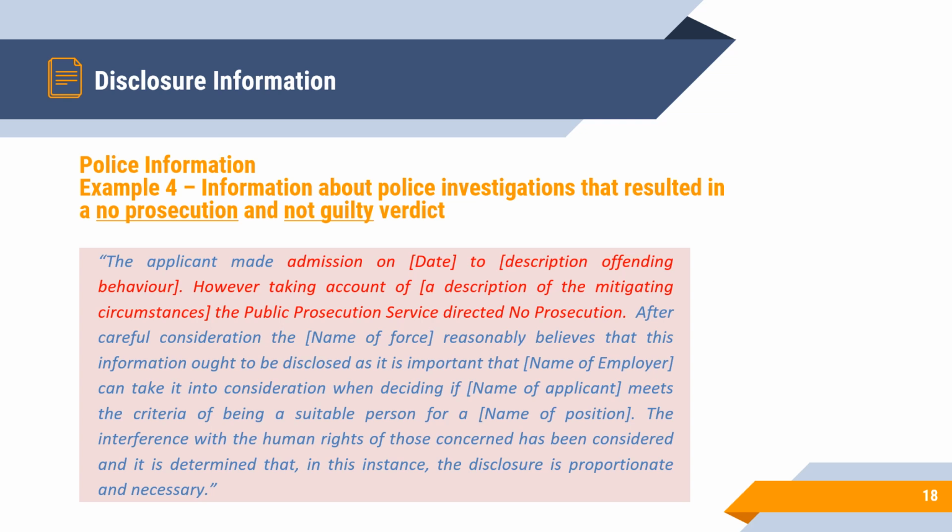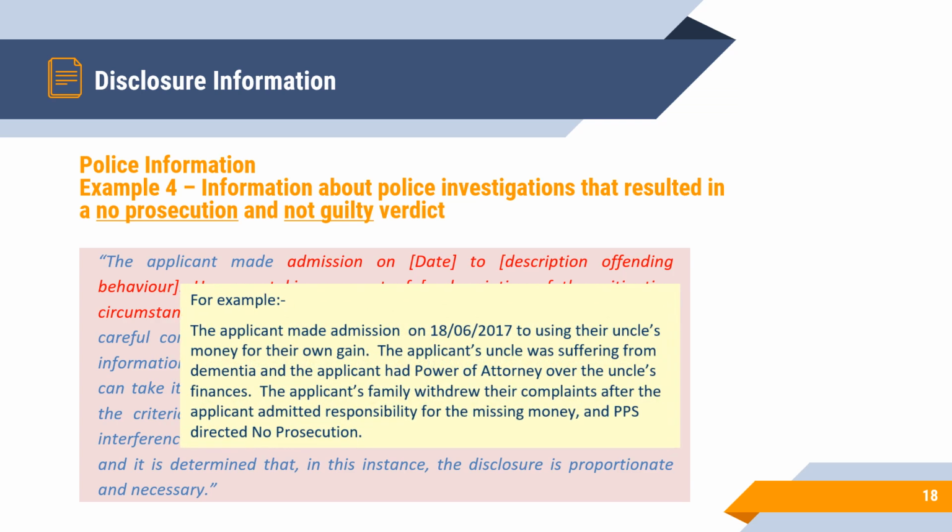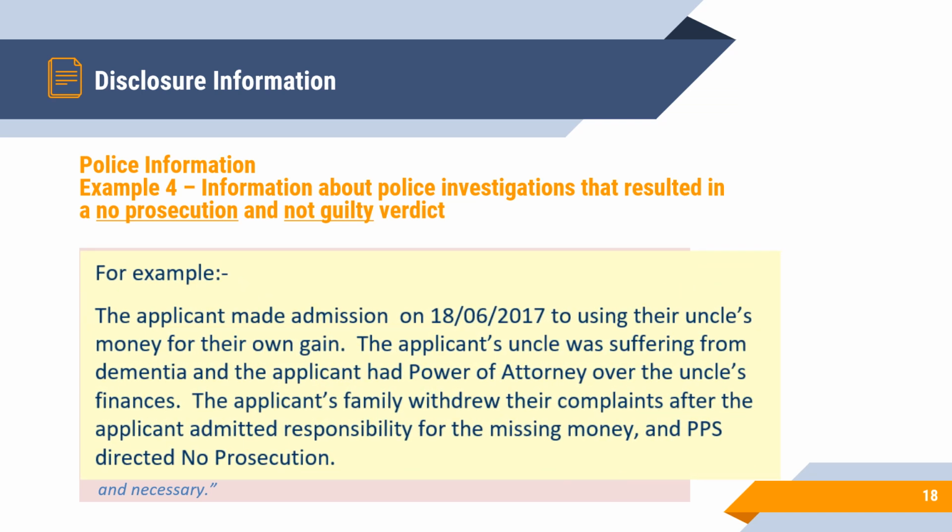A specific police disclosure in this regard might read like that highlighted example where the applicant has admitted using their uncle's money for their own gain. The applicant's uncle was suffering from dementia and the applicant had power of attorney over the uncle's finances. The applicant's family withdrew their complaints after the applicant admitted responsibility for the missing money, and PPS directed no prosecution. Again, police might disclose such information to allow the employer to consider the relevance as part of a recruitment process.